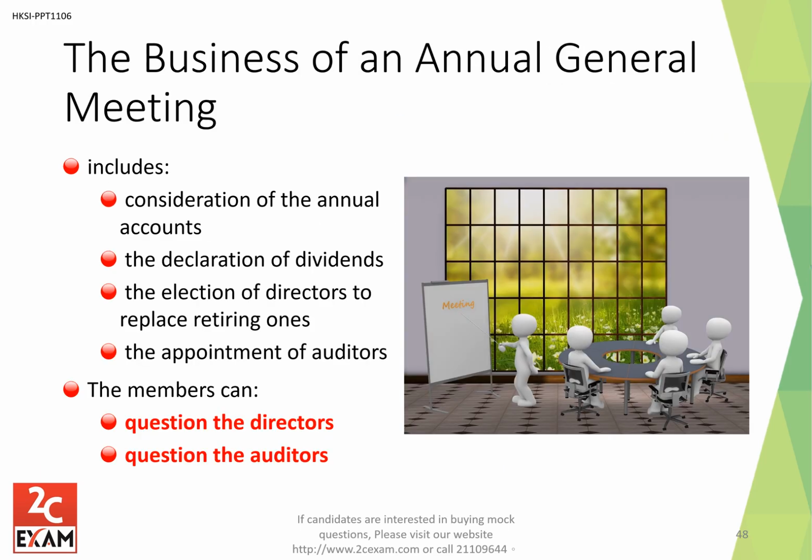What should be discussed at the annual general meeting, AGM? First, consideration of the annual accounts. For example, are the accounts for this year fair? Why are the accounts like this? Are there any issues in the auditor's report? Members have the right to raise these questions to the directors and auditors.